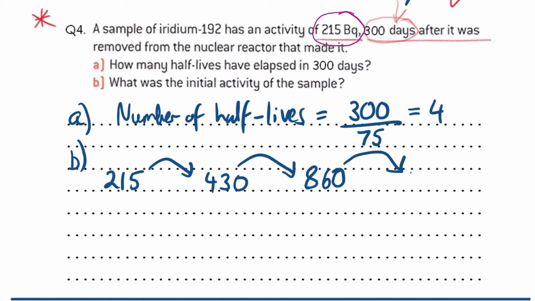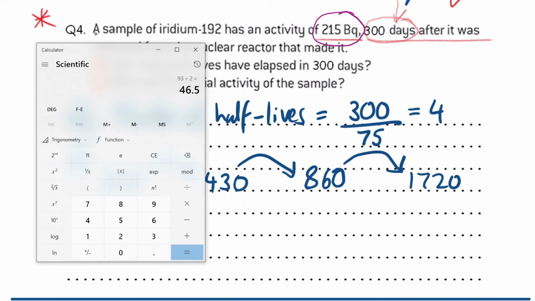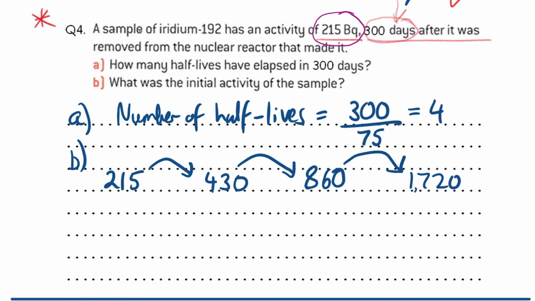I think that's that, but let's just double check. What's 860 times 2? 860 times 2, 1720 units becquerels, because that's 4 half-lives. What was the initial activity? It's always good just to be clear to whoever's marking your work what your final answer is. Initial activity is that.